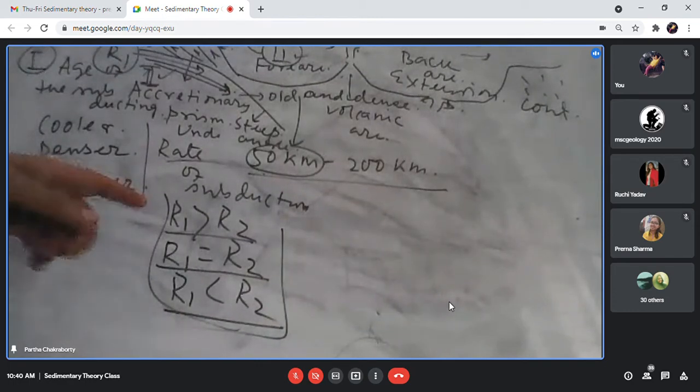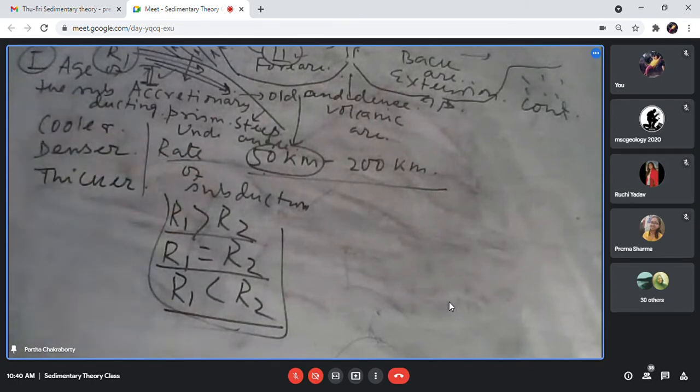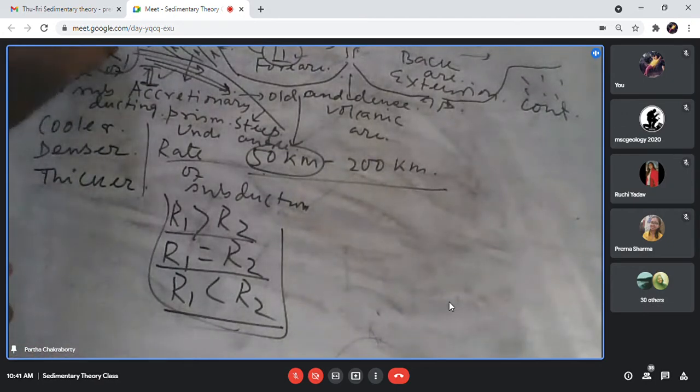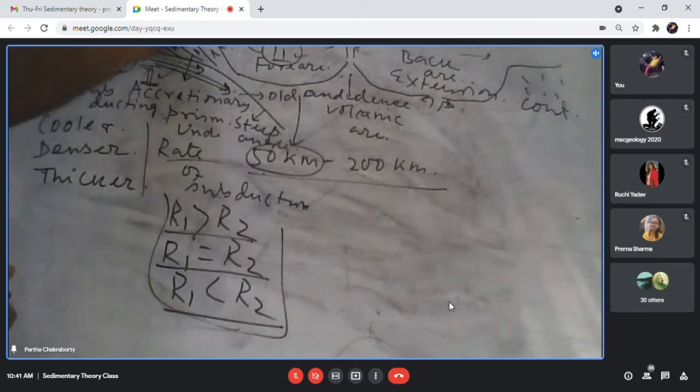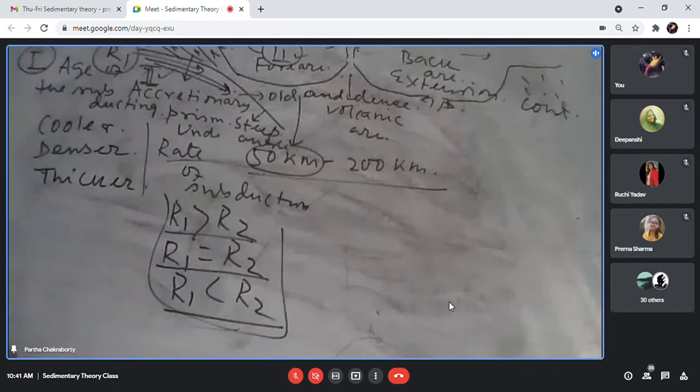Sorry, one point I just missed. In the first case, R1 more than R2, I said that there will be extension, and that will result in trench rollback. What is trench rollback? Do you have an idea what trench rollback is? No, sir.